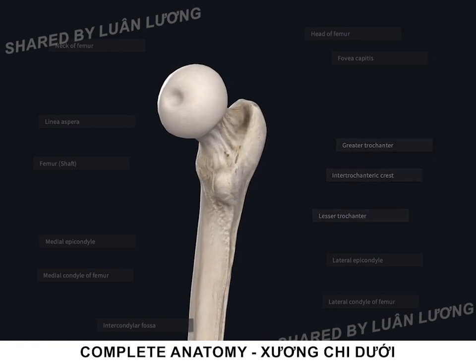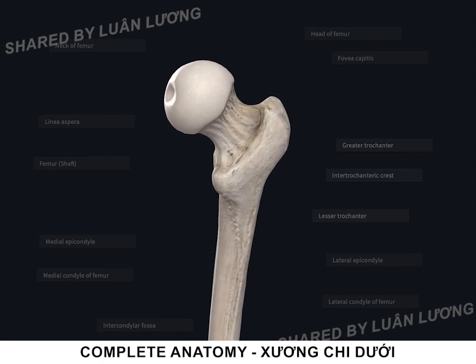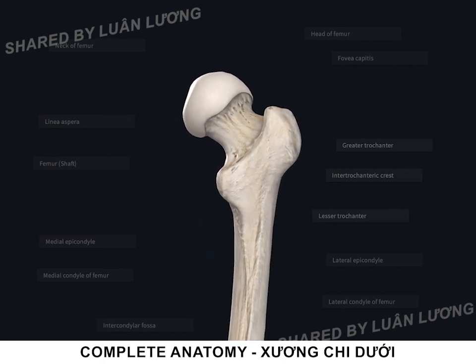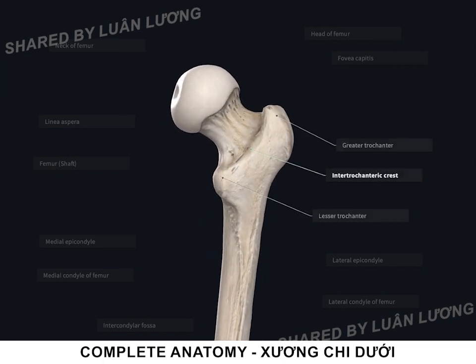Now you can see that there's a crest or a ridge of bone between the two trochanters, and that is known as the intertrochanteric crest. So these are going to be sites of muscle attachment of the muscles coming from the gluteal region.